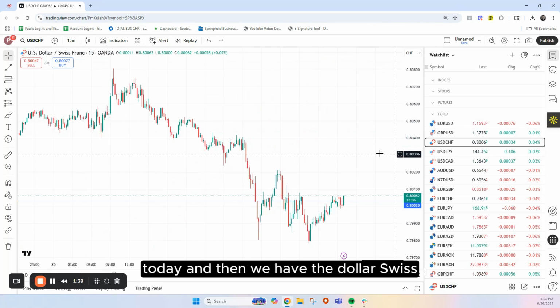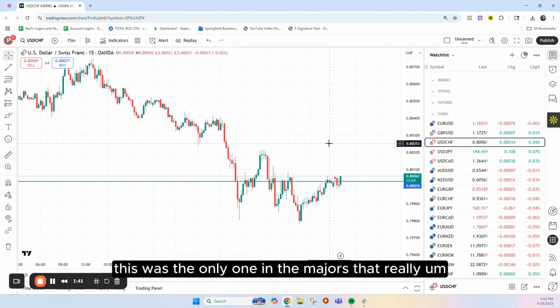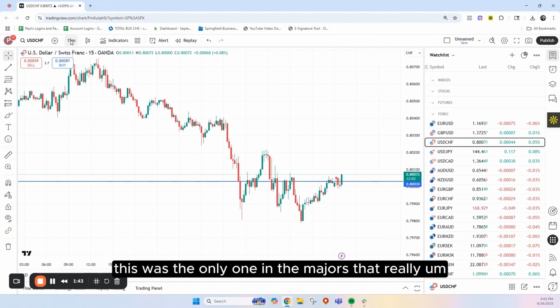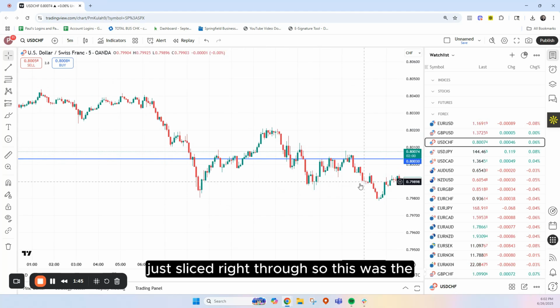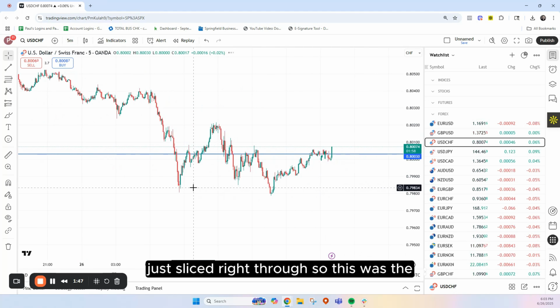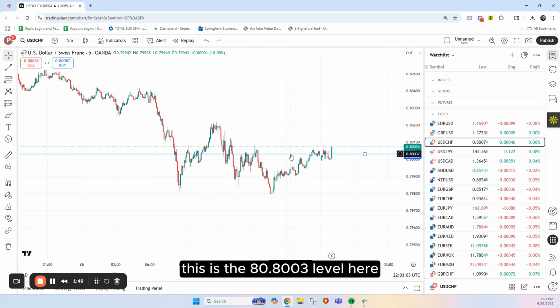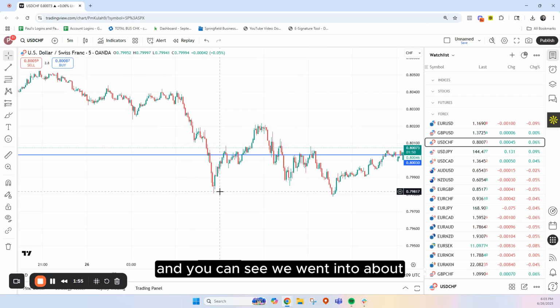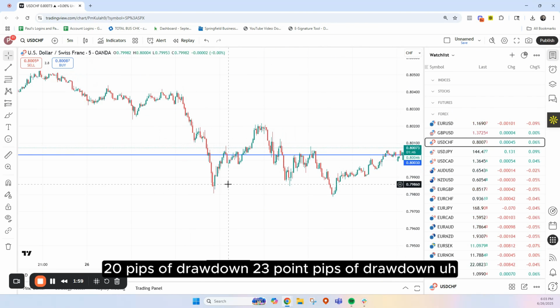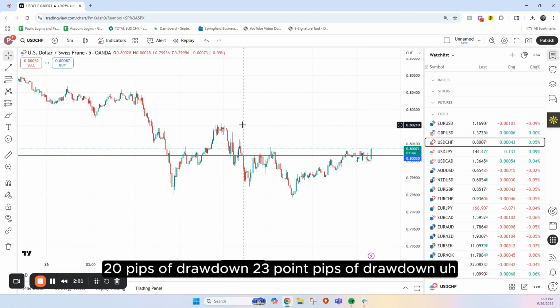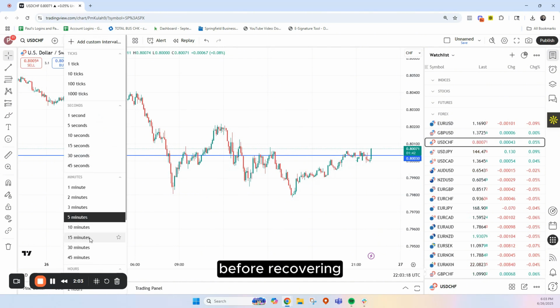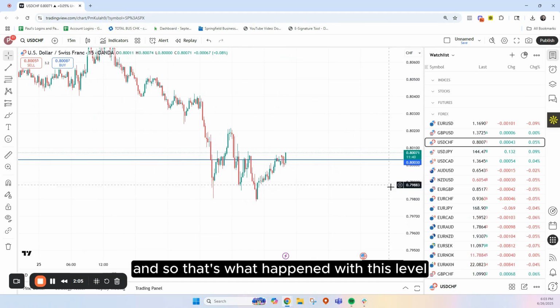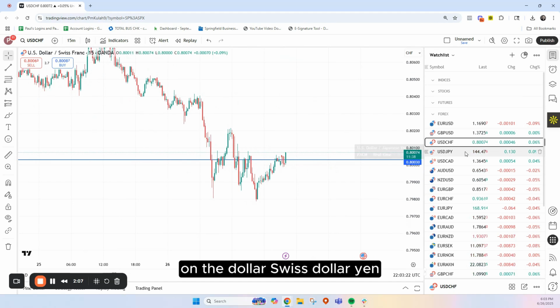And then we have the dollar Swiss. This was the only one in the majors that really just sliced right through. So this was the 80.8003 level here, and you can see we went into about 20 pips of drawdown, 23 pips of drawdown before recovering. And so that's what happened with this level on the dollar Swiss.